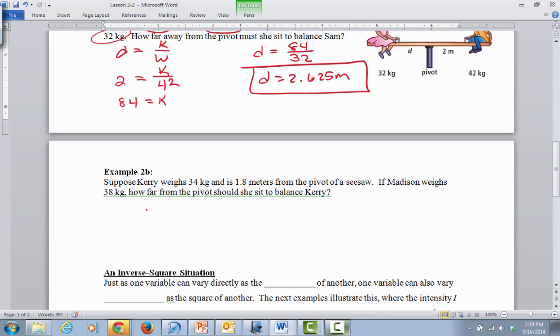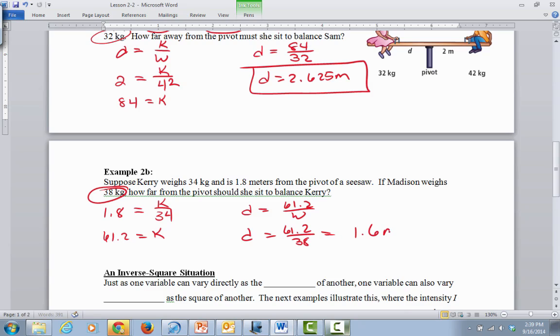Okay, so let's check your work. You should have gotten 1.8 equals K over 34 for the first part. And if you multiply both sides by 34 times 1.8, you're going to get 61.2 for your K. Then if you put D equals 61.2 over W for your new equation, you should have 38 for your weight. So that's going to be D equals 61.2 over 38. And then that should be like 1.6 meters. So hopefully that's what you got.